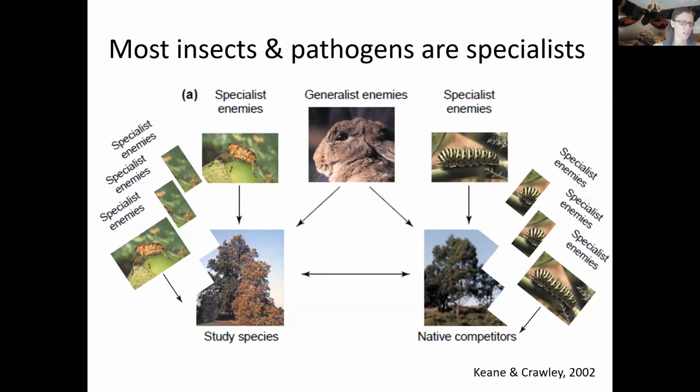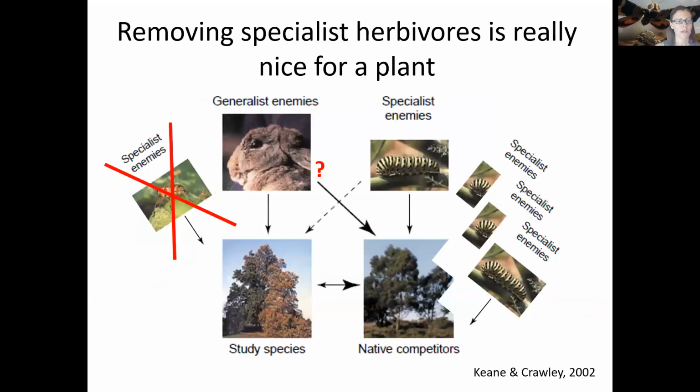So our study species is the one on the left. So this is in its native range. If you introduce it into its non-native range, so this is my adaptation of the figure from Keane and Crawley, then that native species still has all of its specialist enemies lined up there eating it, but the study species has left behind all or a majority of its specialist enemies.